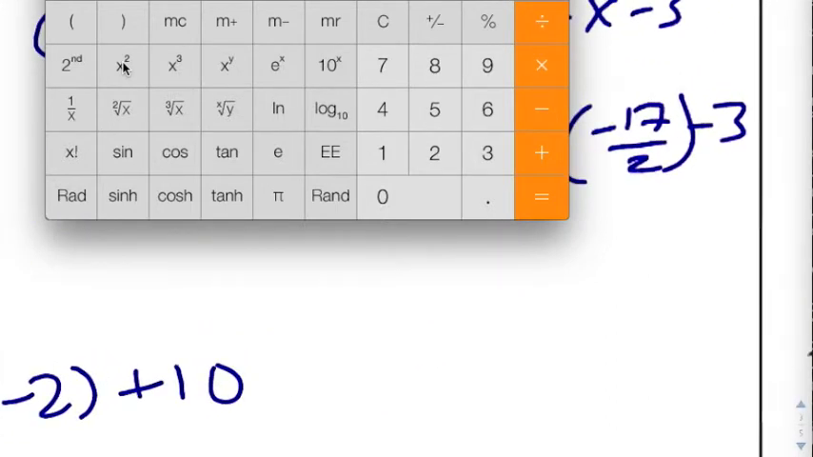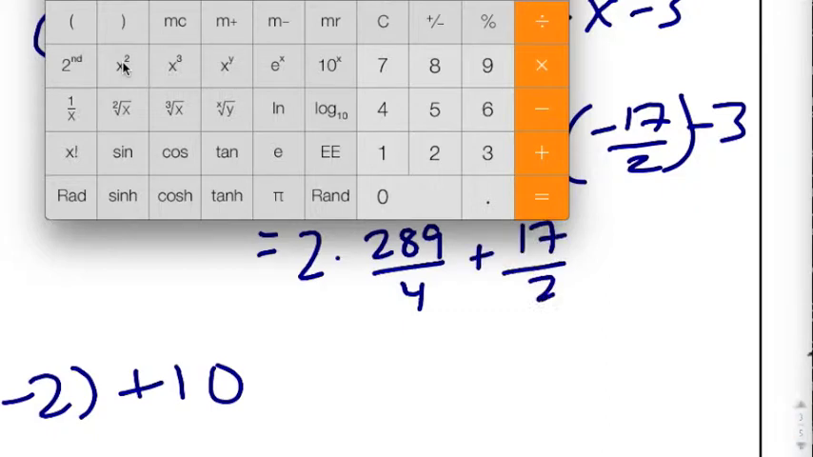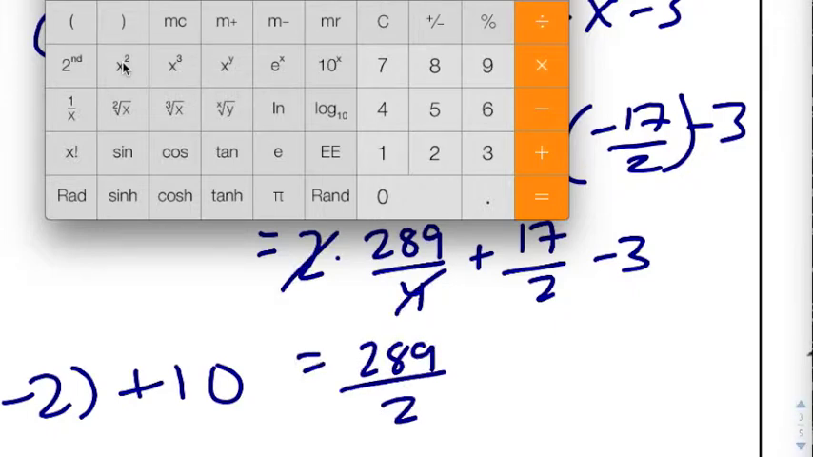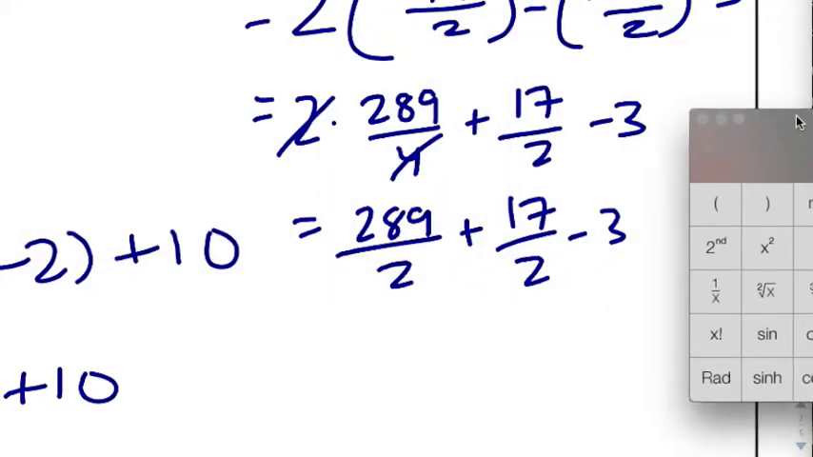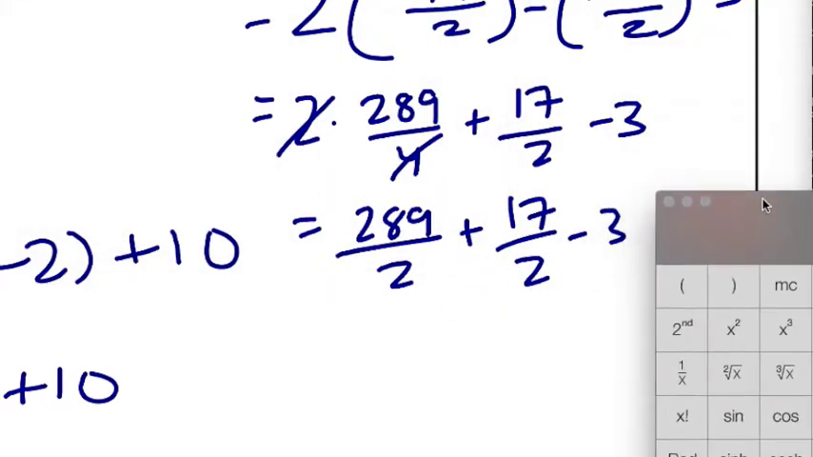Alright, so this would be 2 times 289 over 4, because we got to square top and bottom, plus 17 over 2 minus 3. So let's see, those cancel. So that's 289 over 2 plus 17 over 2 minus 3. So 289, subtract off 17 is 272. Sorry about that. So 272 over 2 minus 3.